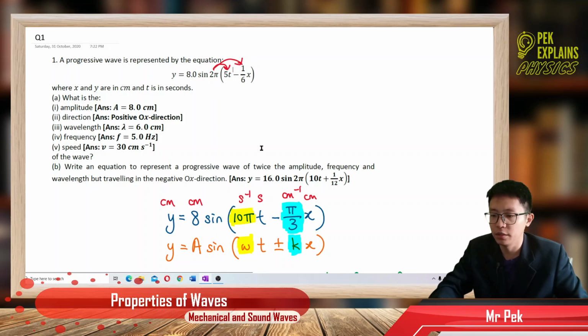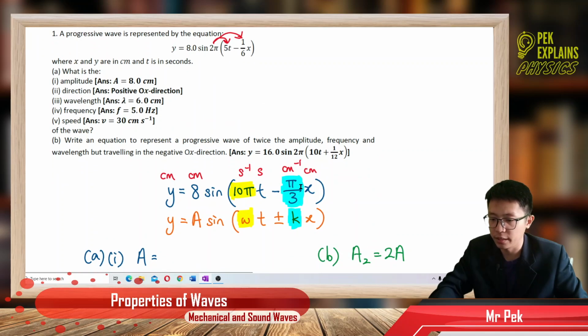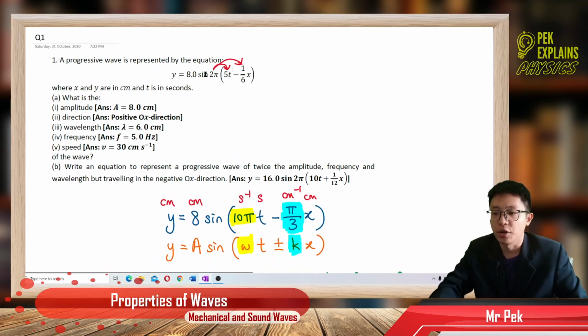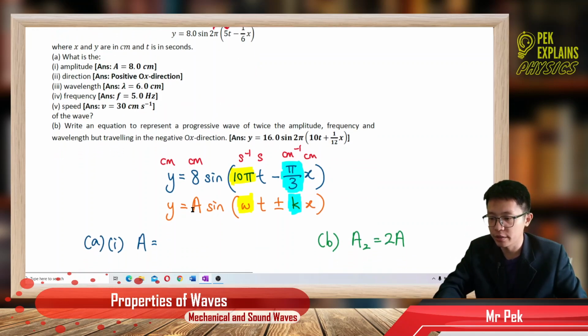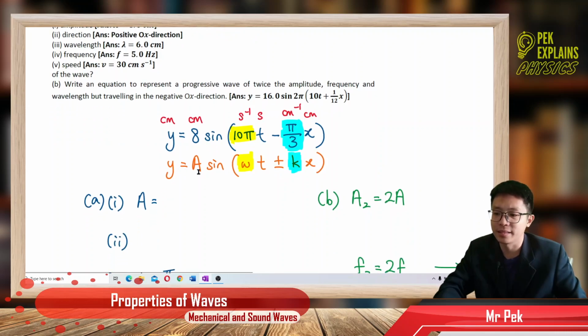So 2π times 5t, you get 10πt. 2π times x over 6, you get πx over 3. Remember to expand first. After we multiply inside, only then we compare with the general formula, y equals A sin(ωt ± kx). Then we can compare. So from here we see the amplitude is 8, ω is 10π, and k is π over 3.